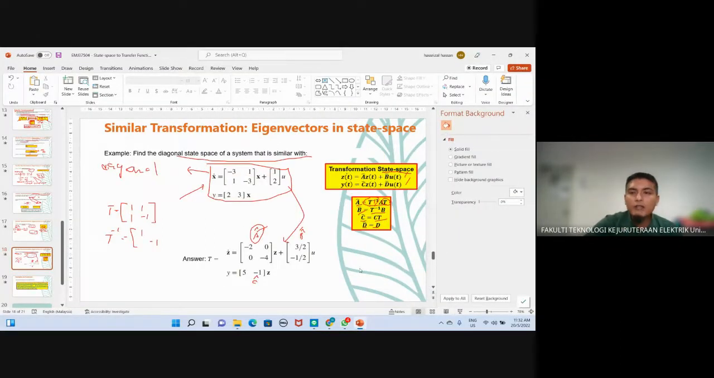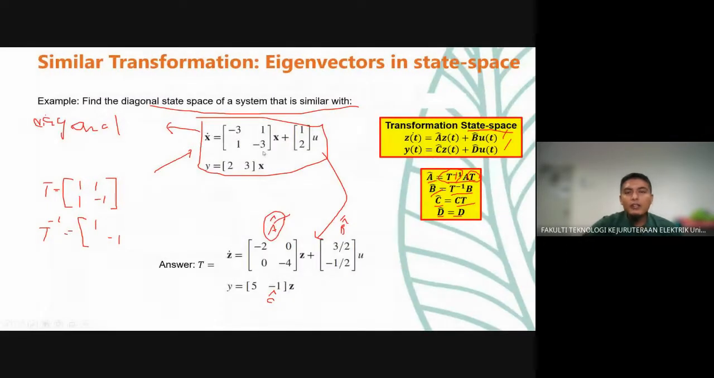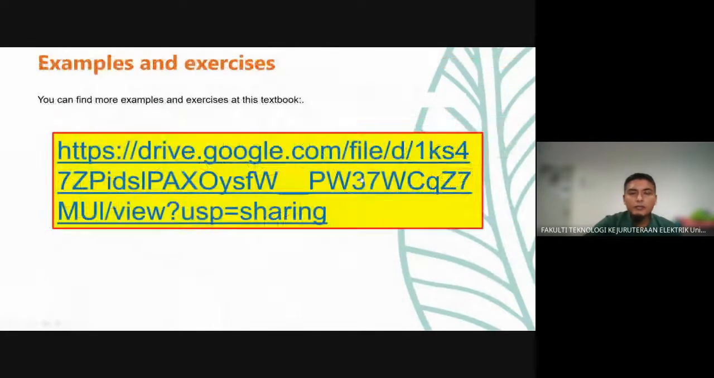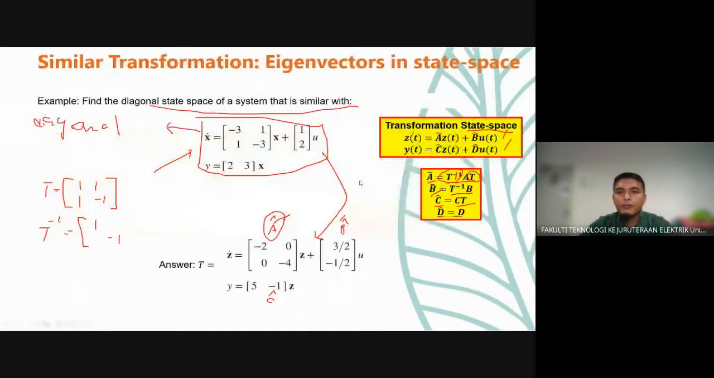Then after that, you need to find the T inverse and so on. By using this, you can see that this is your matrix here. And then by using the transformation, you can get the diagonal form. This is the diagonal form. Why diagonal? You can see this is diagonal.